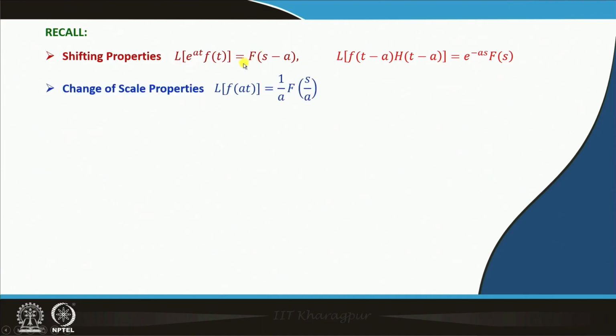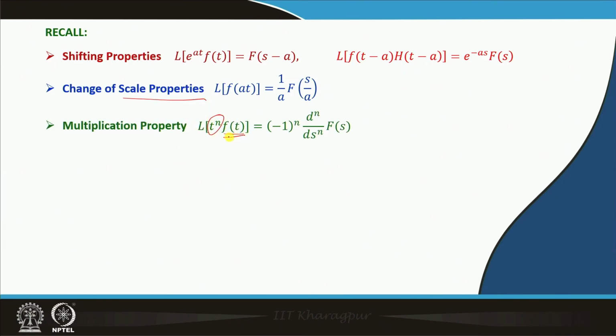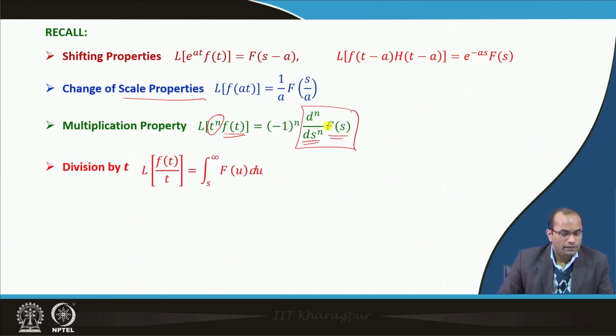where two versions of the properties were discussed, and we have also gone through the change of scale property and the multiplication property. So, when we multiply the function by t power n, we can get the transform by differentiating the Laplace transform of f t, and the division by t property. So, if we know the Laplace transform of f t, then we can also get the Laplace transform of f t divided by t by just integrating that Laplace transform.